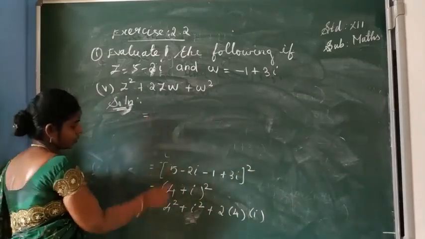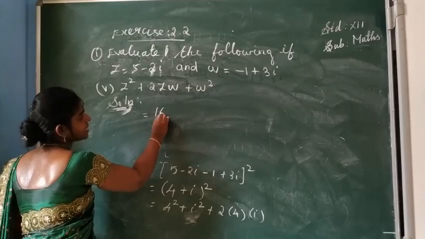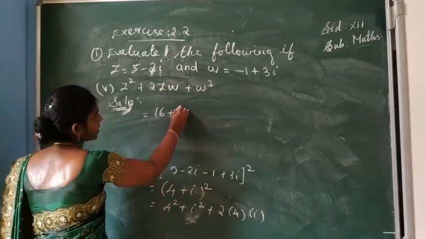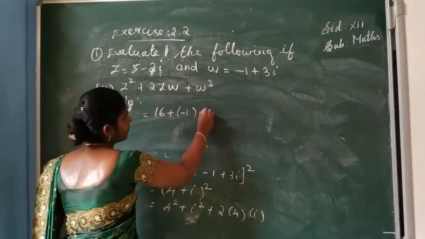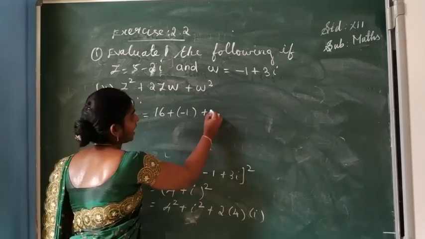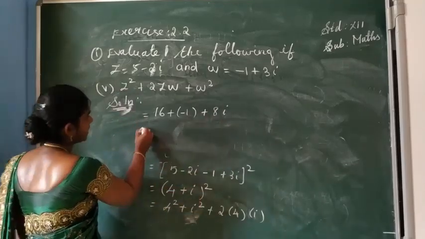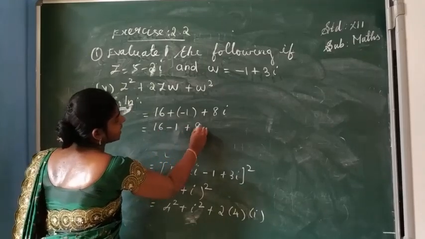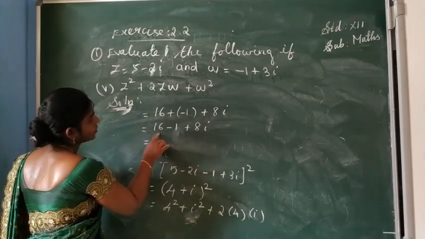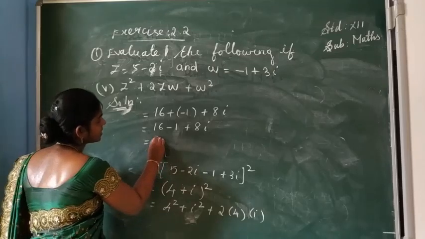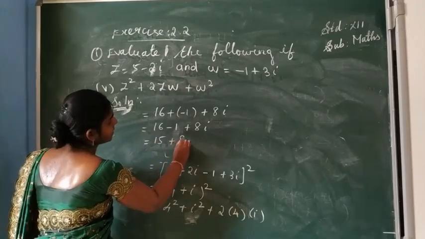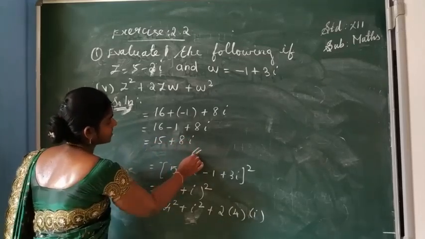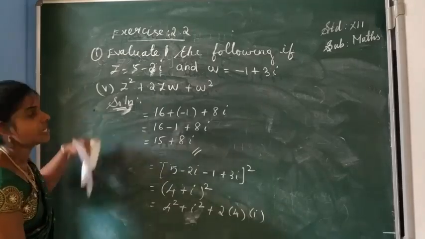That's equal to 4 square, the value is 16 plus I square, the value is minus 1 plus 2 4s are 8I. That's equal to 16 minus 1 plus 8I. That's equal to 16 minus 1, the value is 15 plus 8I. So this is the answer for the fifth solution.